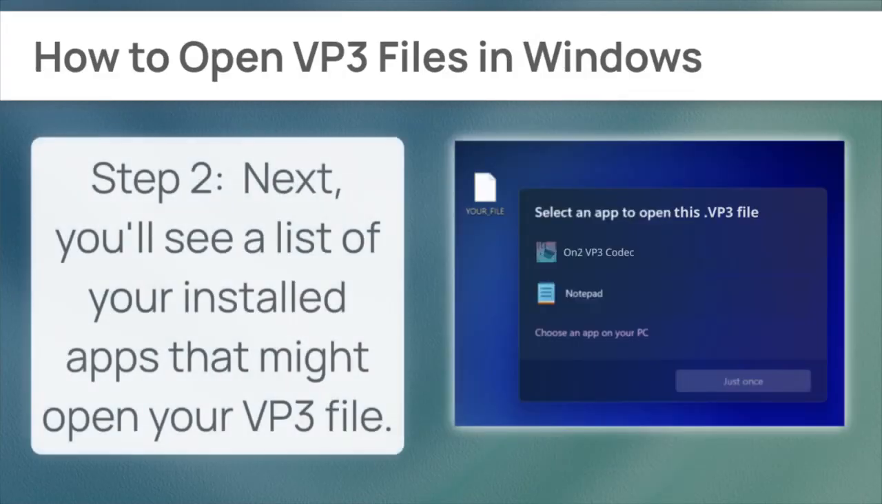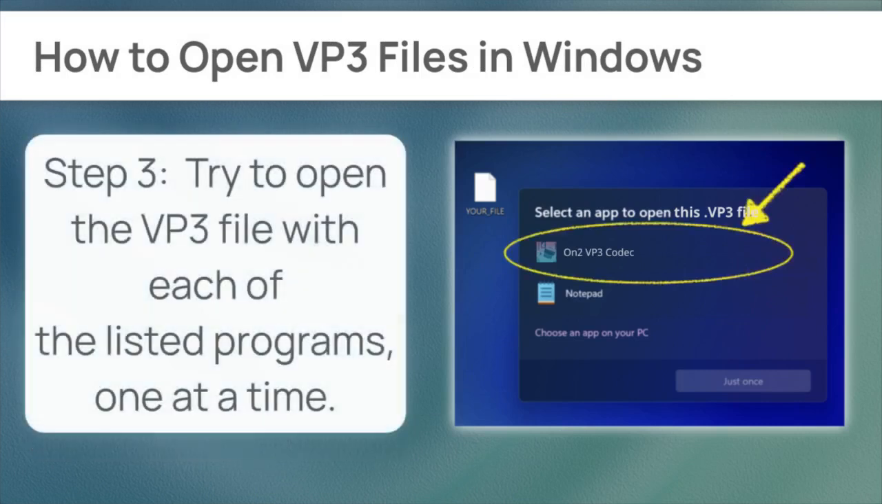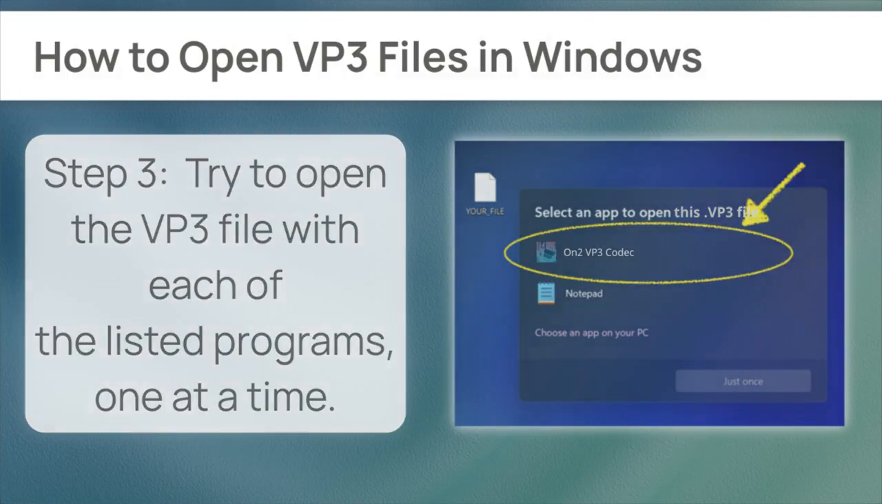Right-click the VP3 file and hit Open With. Use On2 VP3 codec if installed. If it's not present, choose another program. We must find the correct software handler.